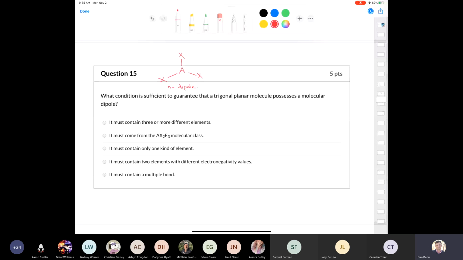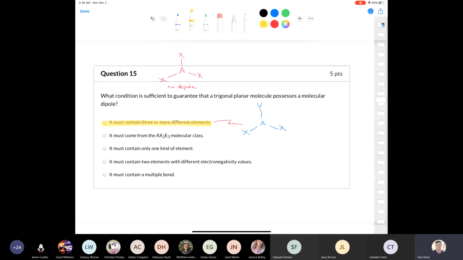Right away, I'm seeing something that looks reasonable to me, because in this case, I would have my central atom, and if I had at least 3 different elements, in that case, I would have a dipole, because the dipoles are not going to be balanced out perfectly. So that's definitely going to be the right answer. If you look at the other answers, it must come from the AX2E3 molecular class. I don't know what that would have to do with the trigonal planar, because that would be a linear geometry.